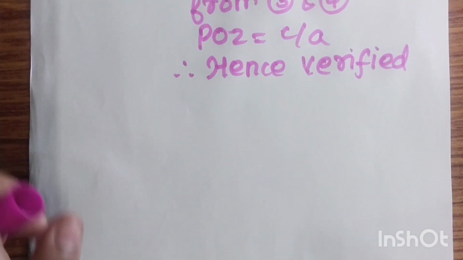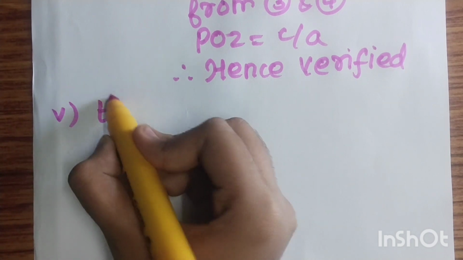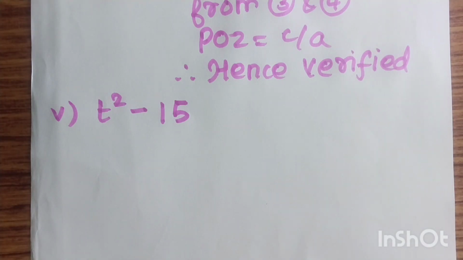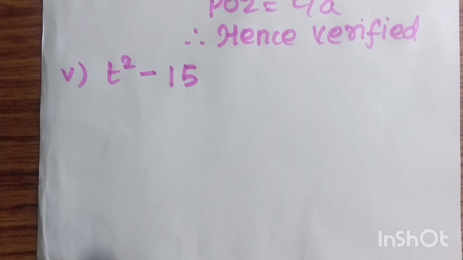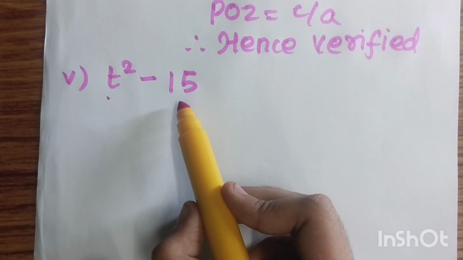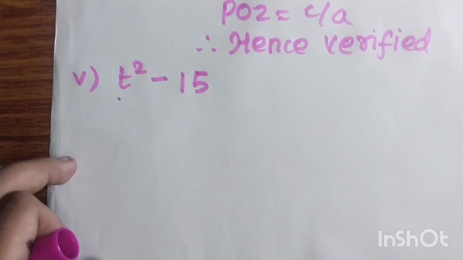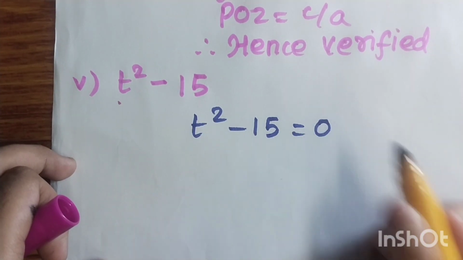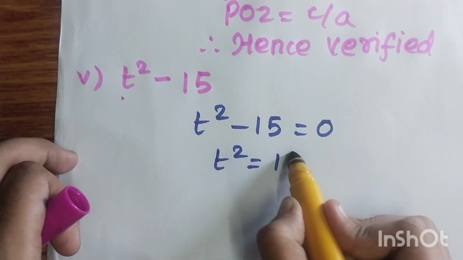Clear? Next, moving on to the next sum. Fifth one, t square minus 15. Here they have given you the constant, so there is no bx term. This is ax square, the bx term is not given, instead c is given. So there is only the constant and the x square term, so I have to just equate it to 0. If this 15 goes to this side, t square is equal to 15.